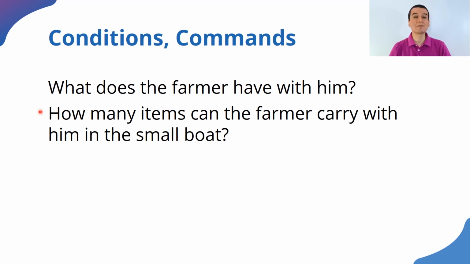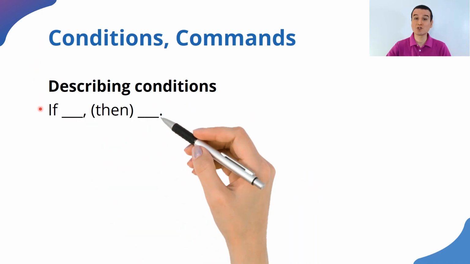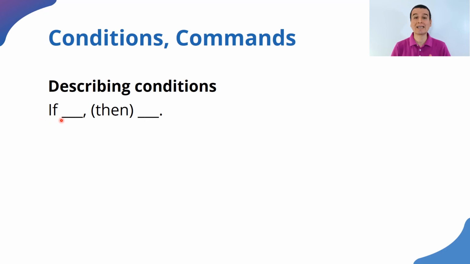As you can see, some conditions have to be met so that the farmer can move to the other side of the river. So I'm going to give you another opportunity to think about the answer at the end. But for now, let's focus on what happens in the text and how the farmer can solve this riddle. And for that, we need to think about conditions. We need to describe conditions. The conditions are very simple. They have 2 clauses. Let's say it's a sentence that has 2 parts.